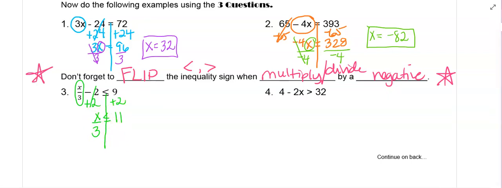So now I'm going to ask myself the 3 questions again. What do I need to get by itself? The x. On this one, what do I need to get rid of? I need to get rid of a divided by 3. How do we get rid of divide? What's the opposite? We multiply by 3. So this reduces to 1, and I'm left with x is less than or equal to 33.